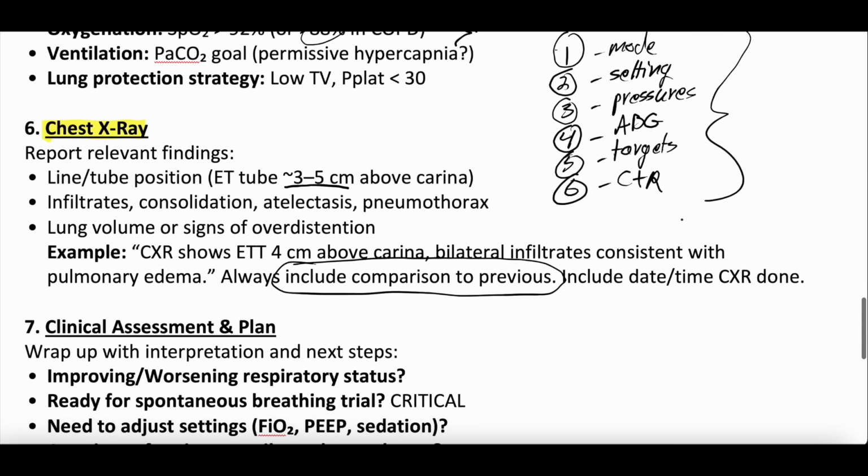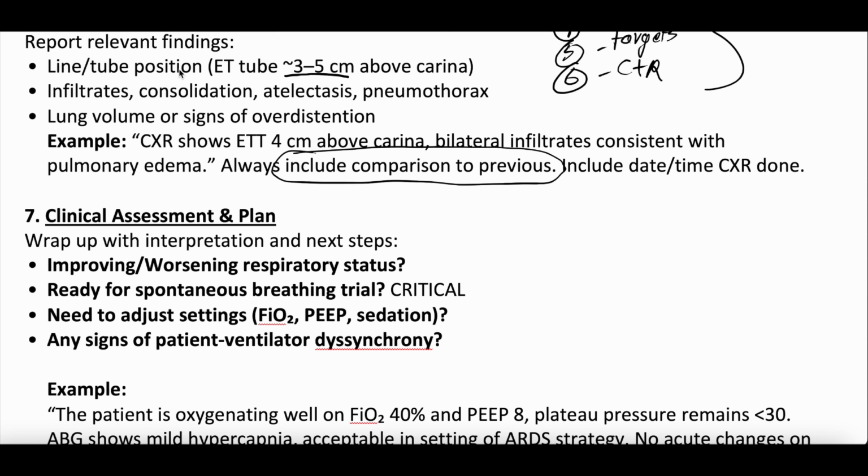And last but not least is the clinical assessment and plan. This is where you go from just reciting the information to actually interpreting it. This is the wrap-up interpretation. Now, sometimes this is best done in the plan. When you're presenting on ICU rounds, usually you present the data first, and then you go into a plan.